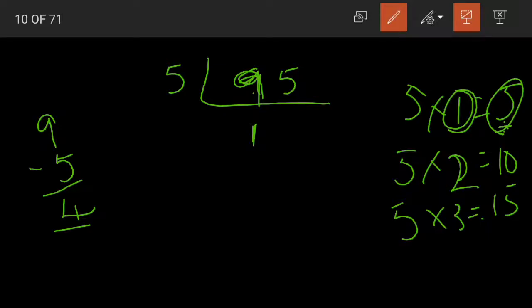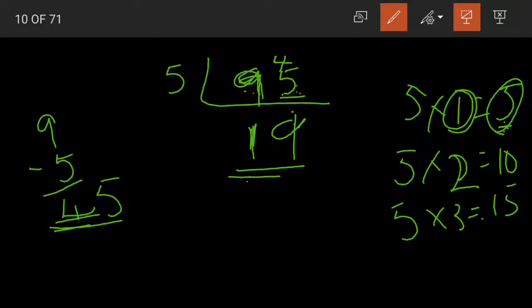Now what to do with this 4? It is carried to the next digit. So the 5 here, which was 5 before, now becomes 45. Understood? Before, we just had 5. Now we have 45. Does 45 come in the fifth table? Yes, it comes. 5 nines are 45. So what is our quotient, children? 19 becomes our quotient here. 95 divided by 5 is equal to 19.